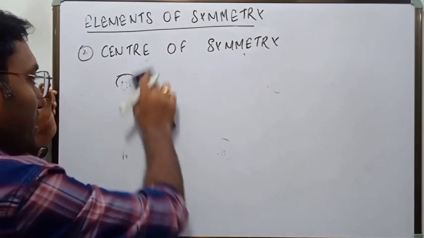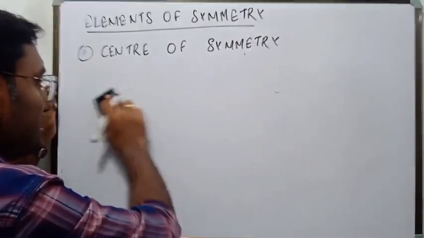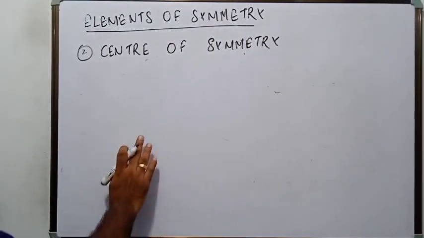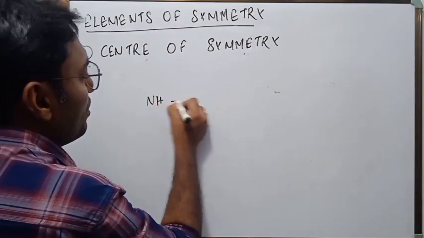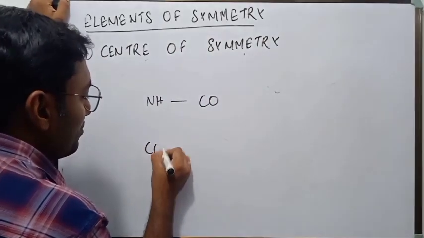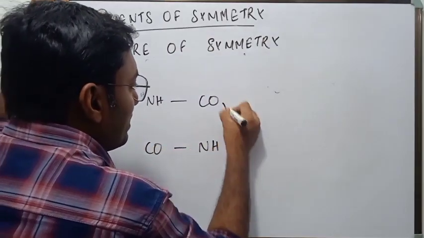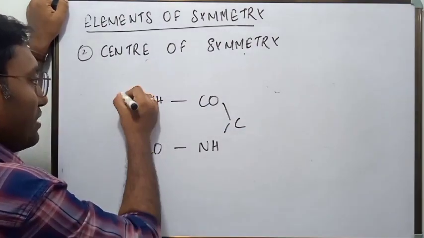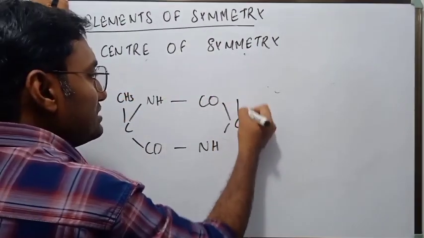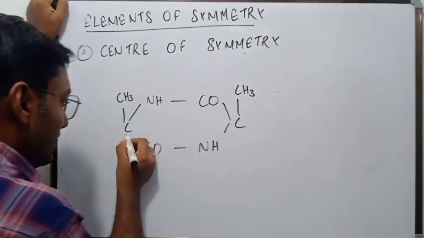Now let us see a contradictory example, one that doesn't have a center of symmetry. We have seen trans. Now we will see its cis isomer. Draw the same compound and make the cis isomer. This is the same thing. Now we are making the cis isomer. Put CH3 here this time, and H here.